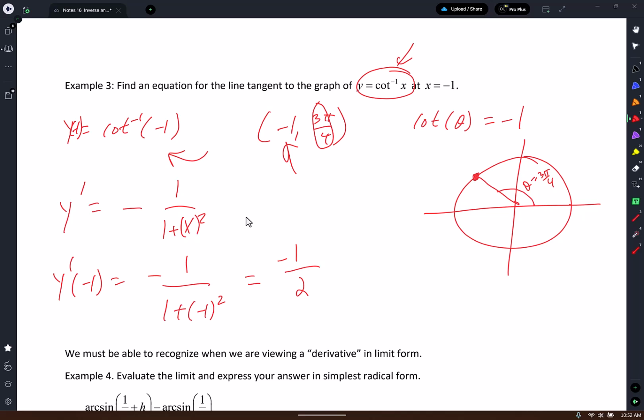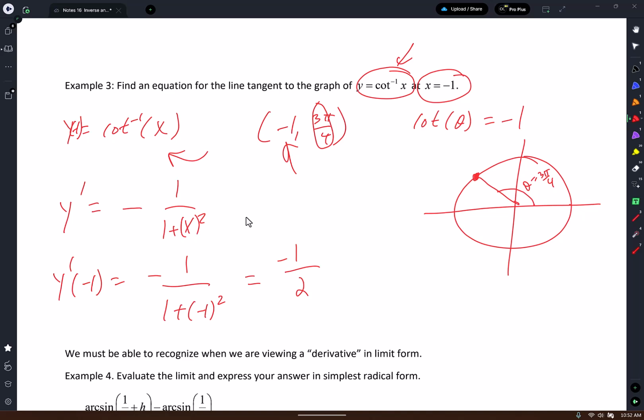This is pre-cal. You took y, right? This is just arc cotangent of x. My x coordinate is -1. So what I want to know is what my y value is. So you say, okay, arc cotangent of -1 is 3 pi over 4. You know what I mean?